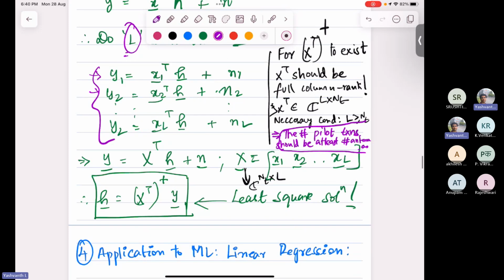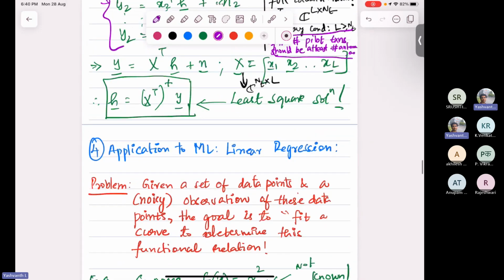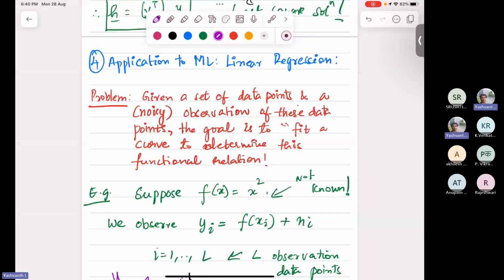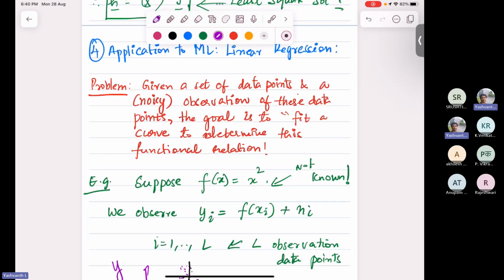So if you have any doubts, ask me here. Else we'll move on to the last part of this week's lecture, namely the application of least squares in machine learning. There was another topic we introduced in the previous classes, namely PCA, but there's another topic called linear regression.